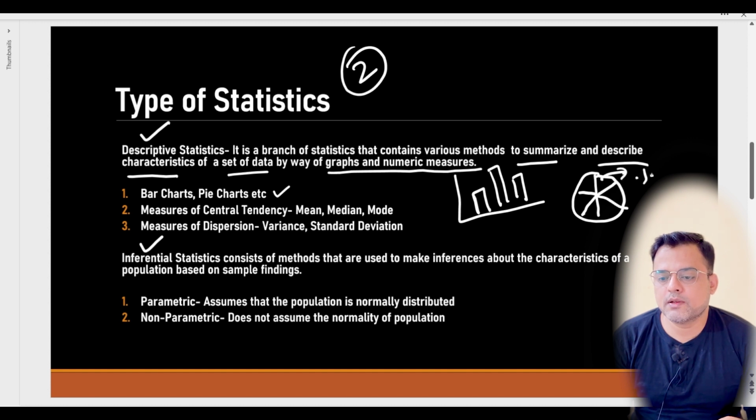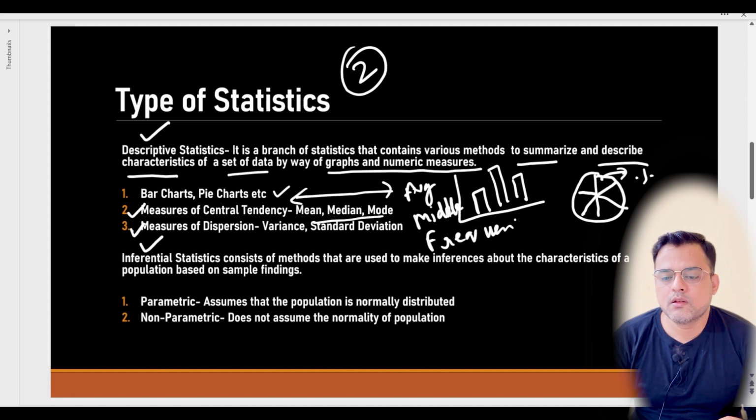So it will have various percentages. So when I am presenting my data in the charts format or in the numeric format, it could be measures of central tendency or measure of dispersion, which we will be discussing in detail. Measure of central tendency is when we are calculating numeric measures like mean, median and mode. Mean is the average, median is the middle value and mode is the most frequent value.